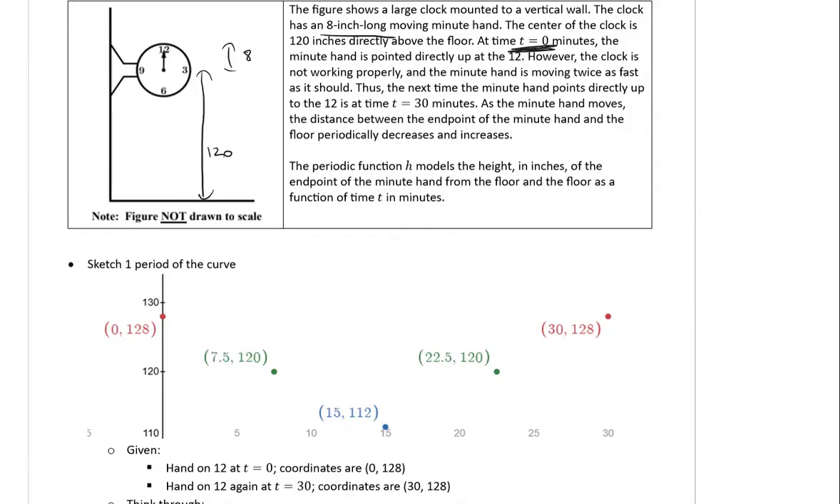Okay, and then the next time the minute hand points directly up to 12 is at t equals 30. So that's our second point. Okay, actually, let me get the highlighter. I need to get used to switching back and forth a little bit more. Okay, so I got this point, and I got this point.